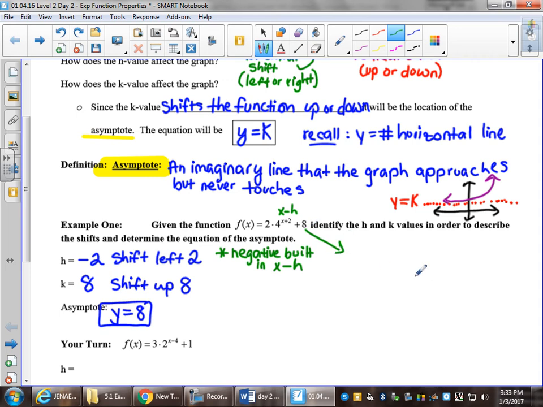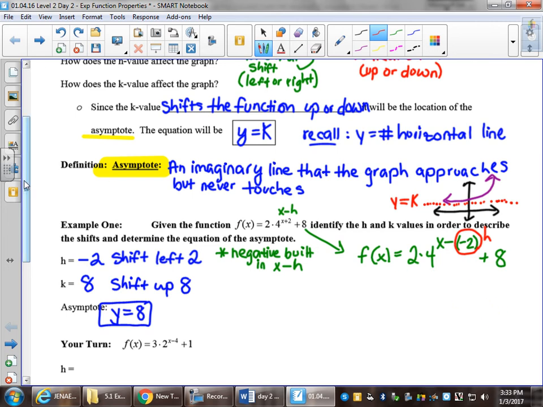And since I have some space, I'm going to put one more helpful note in case somebody is still not understanding how that's a positive 2, but h is negative. I could have written this x minus a negative 2. Minus minus turns into that plus, so h is definitely a negative 2. And then k plus 8, that's pretty straightforward.